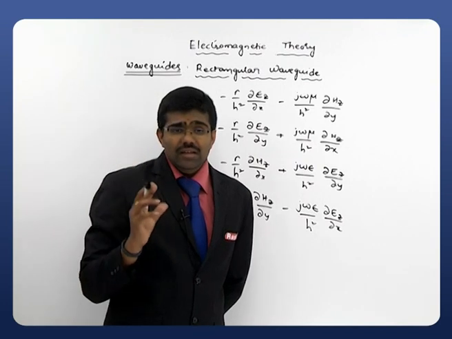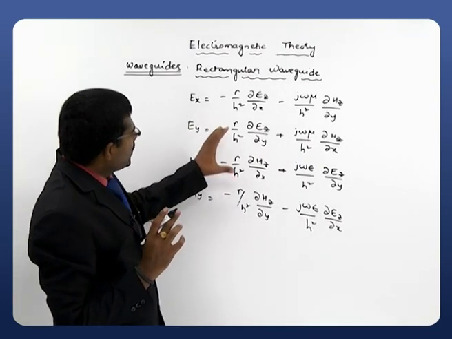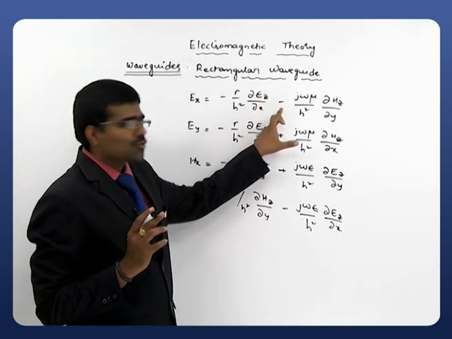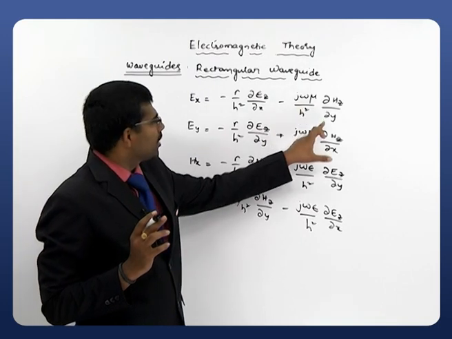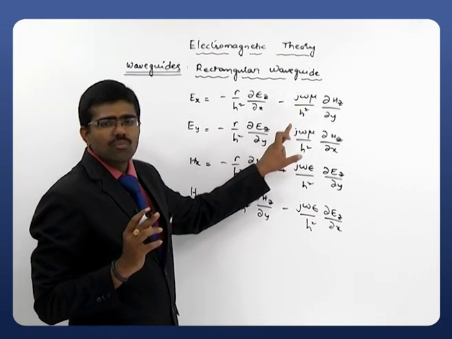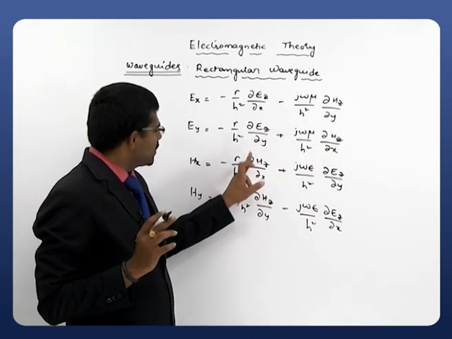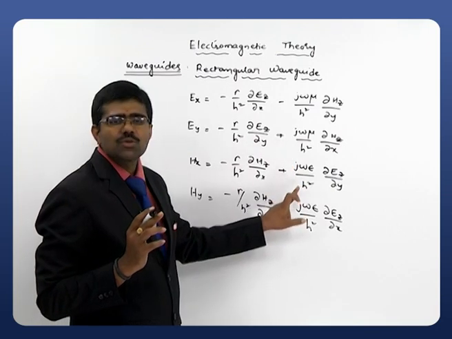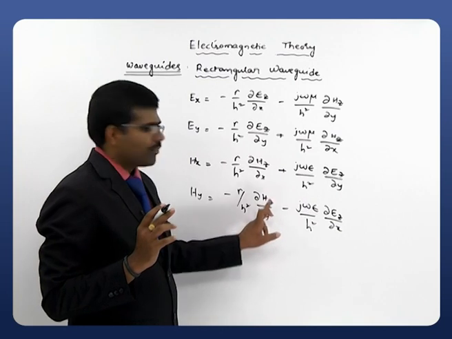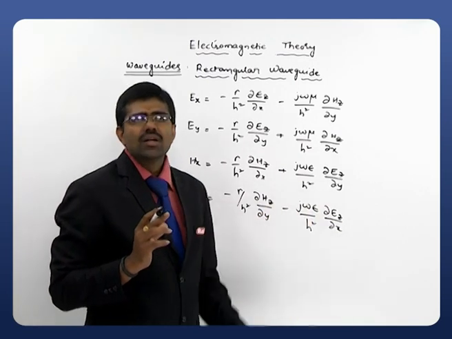Once again recollect them. If there is any wrong interpretation or a little bit of error, just correct it. Okay, minus gamma by h square dou Ez by dou x minus j omega mu by h square dou Hz by dou y, minus gamma by h square dou Ez by dou y plus j omega mu by h square dou Hz by dou x, minus gamma by h square dou Hz by dou x plus j omega epsilon by h square dou Ez by dou y, minus gamma by h square dou Hz by dou y minus j omega epsilon by h square dou Ez by dou x.